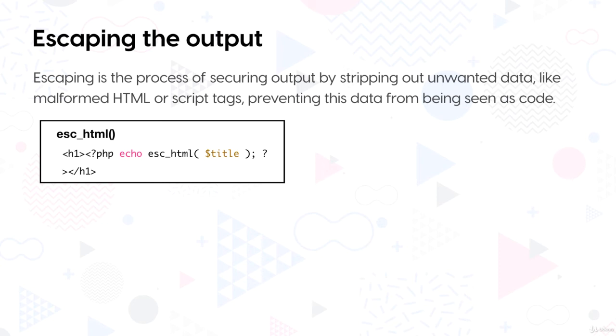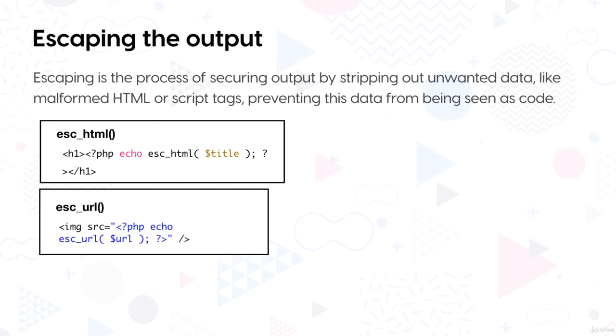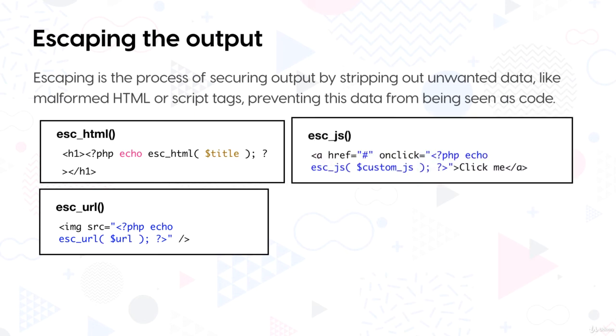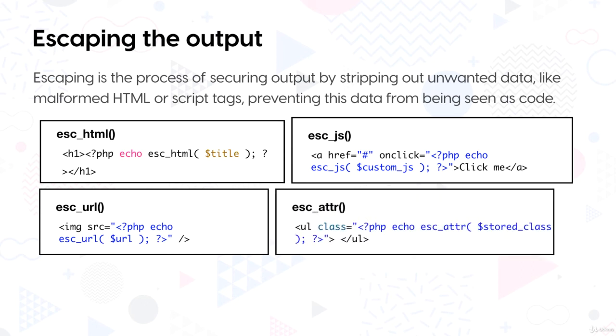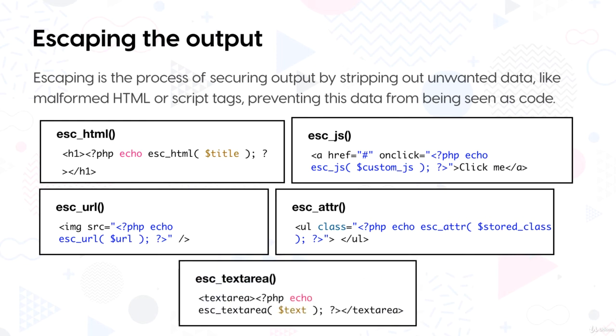Escape HTML, for example, will be used if you are rendering something inside HTML tags, like maybe rendering a title inside of h1 tags. We also have escape URL when you are outputting a URL, like for example in a source attribute or an href. Escape JS for when you are rendering inline JavaScript. We also have escape attribute for when you are outputting something in an HTML attribute, like maybe a class or a title, and so on. And finally, escape text area when you are outputting something inside of a text area.